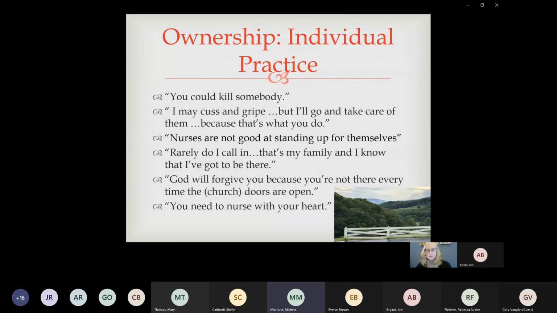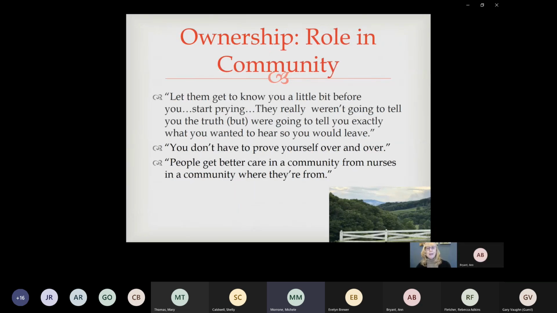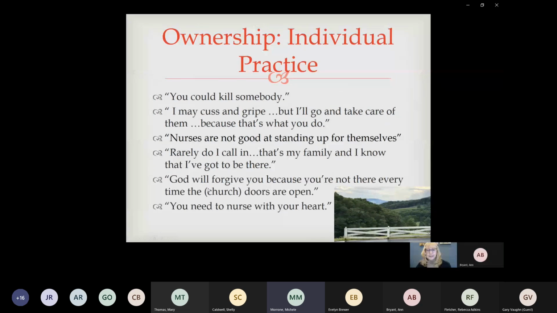And they acknowledged responsibility to the workplace. "Rarely do I call in. That's my family, and I know I've got to be there." Sometimes that responsibility conflicted with personal values. For example, one participant discussed strict parental rules on church attendance and how that rule changed. Oh, excuse me, I skipped one. He said, "You're going into nursing. That's different. God will forgive you because you're not there every time the doors are open."